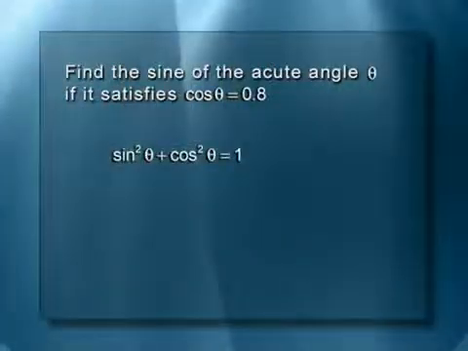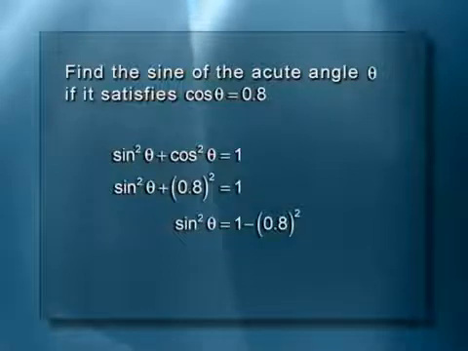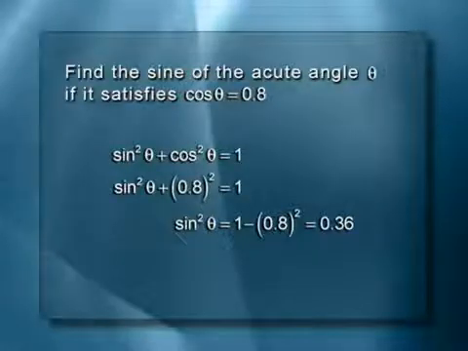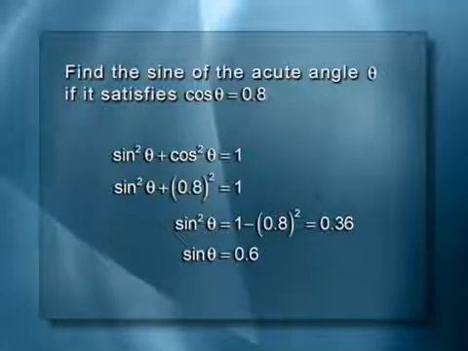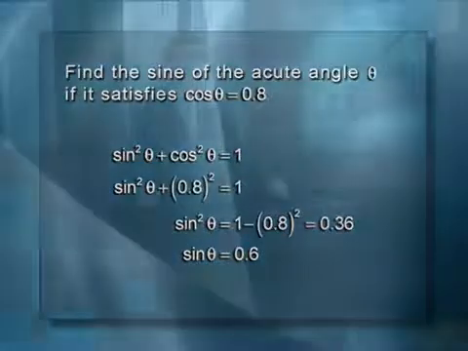Sine squared plus cosine squared is 1. So cosine is 0.8, so sine squared plus 0.8 squared is 1. And now solve for sine theta. You obtain sine squared theta equals 1 minus 0.8 squared. That turns out to be 0.36. And then take square roots, and we get 0.6. So the sine of theta is 0.6 when the cosine is 0.8. And then we could calculate the tangent and the cotangent if we so wanted.